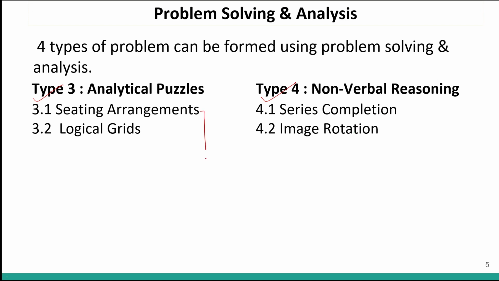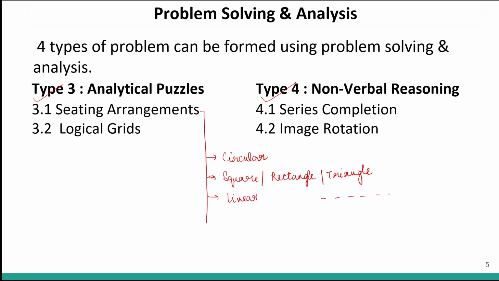Seating arrangements can be of four types that you can get. The first type is circular seating arrangement. Then you can get a square or a rectangle or a triangle seating arrangement. Then you can get a linear seating arrangement. Linear seating arrangement means that everybody is sitting in a straight line. And then lastly you can get parallel rows. So four types of seating arrangement problems are there.